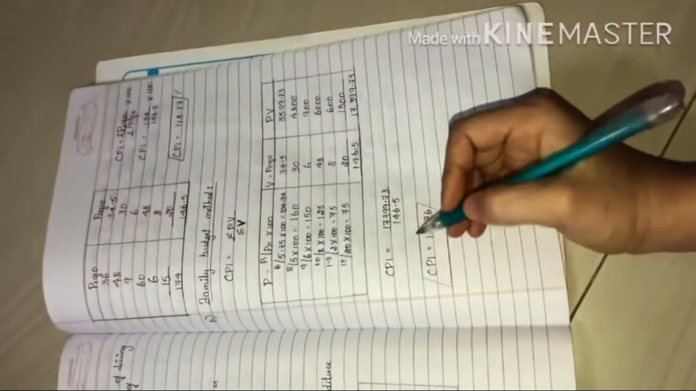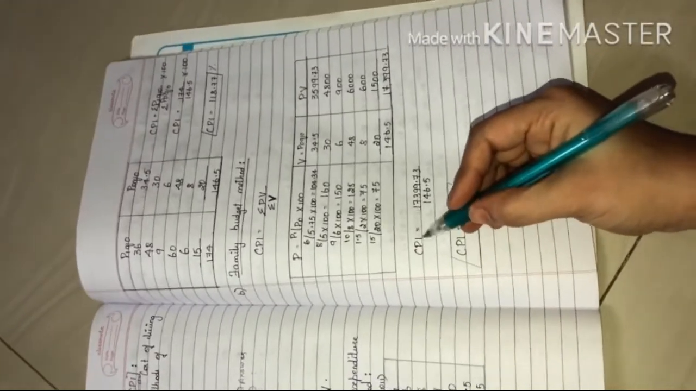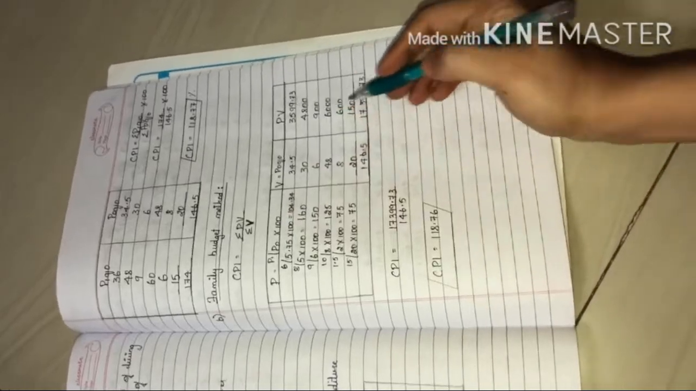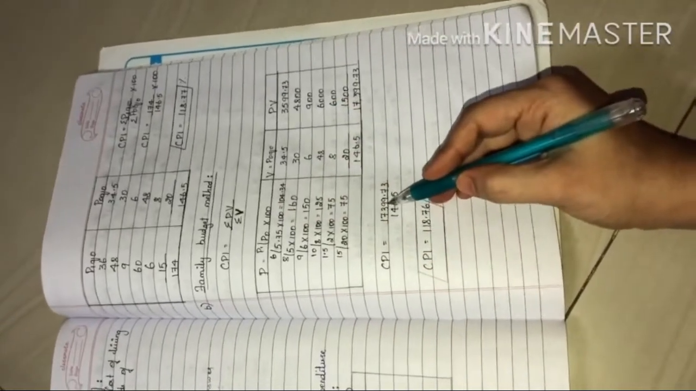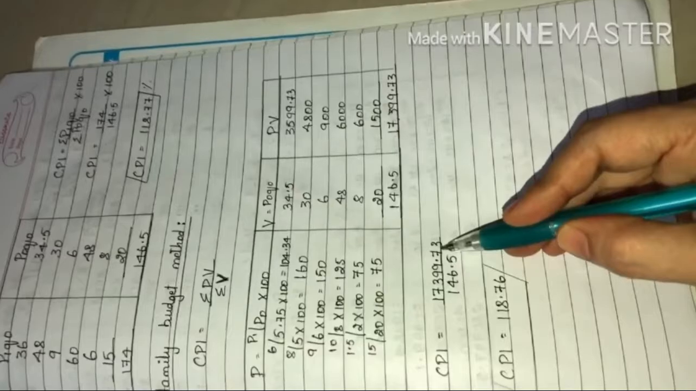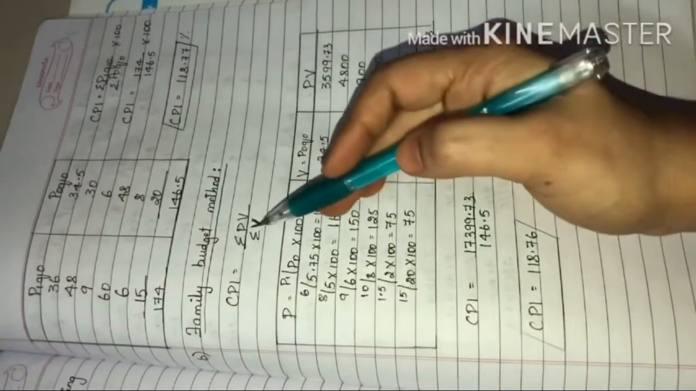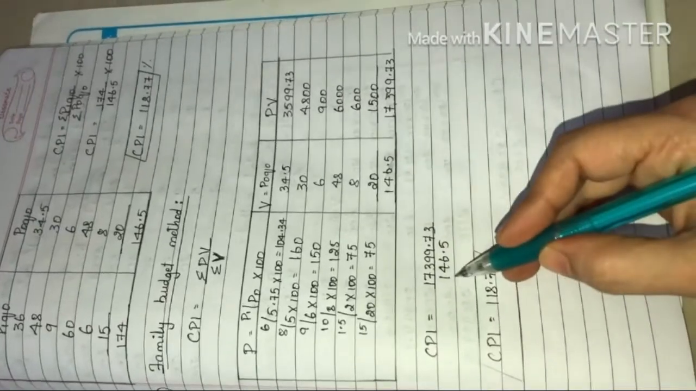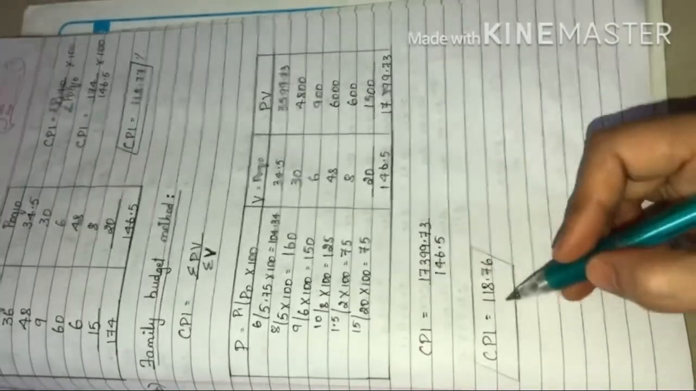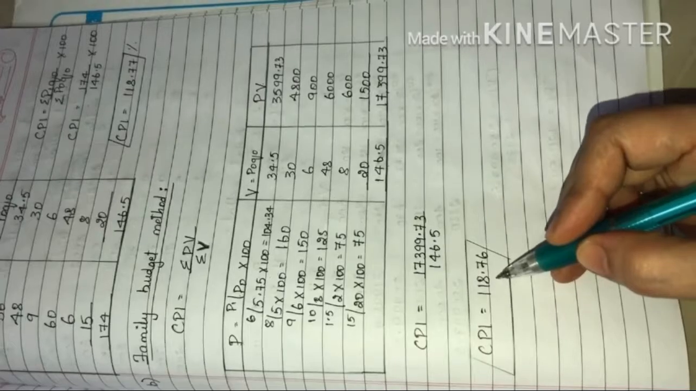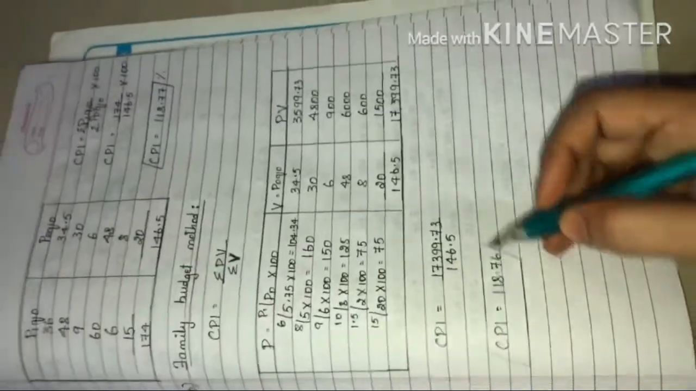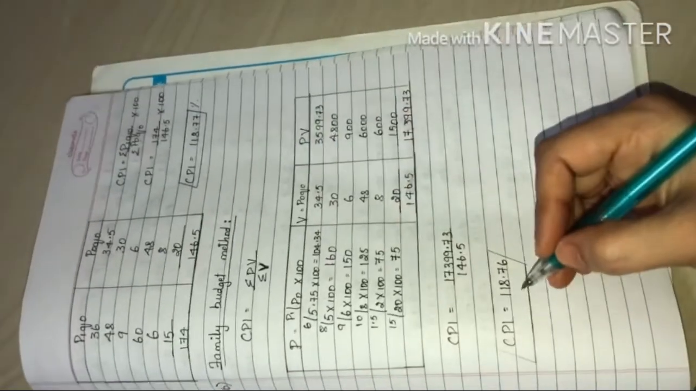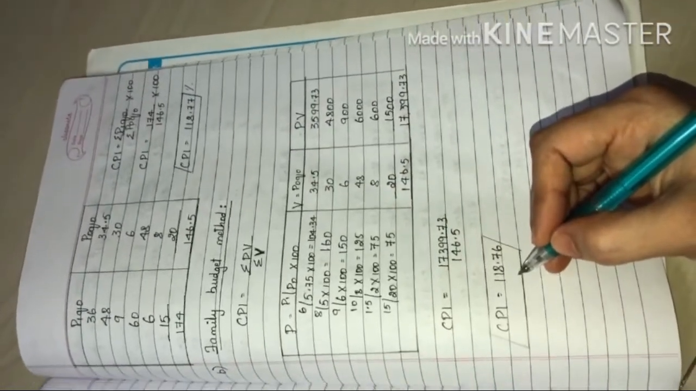Now you have to derive the formula. See, the formula is CPI is equal to sigma PV. So PV total is 17,399.73 divided by sigma V. The total of this column is 146.5. I have written this. If you divide these two you are getting 118.76. So if you cross check the first method, the aggregative method, with this method, the answer is one and the same.